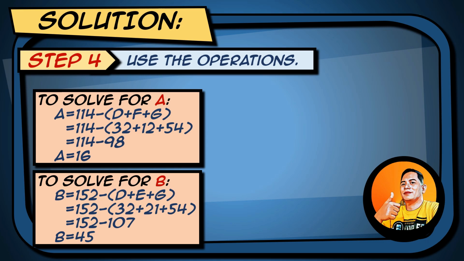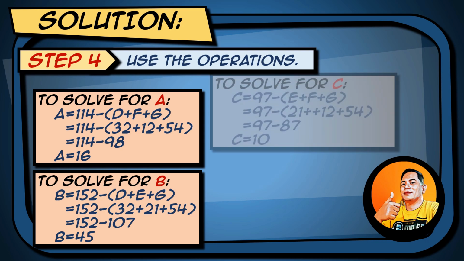And to solve for B, we have B is equal to 152 minus (D plus E plus G). The value of D is 32, the value of E is 21, and the value of G is 54. Therefore, we have 152 minus (32 plus 21 plus 54). 32 plus 21 plus 54 is equal to 107. Therefore, 152 minus 107 is equal to 45. So the letter B is equal to 45.